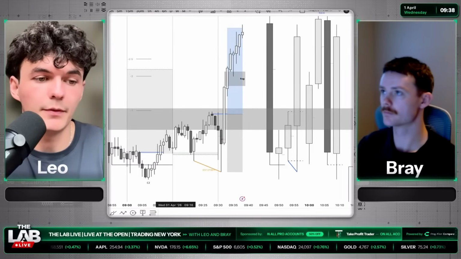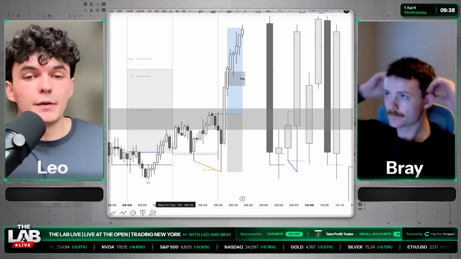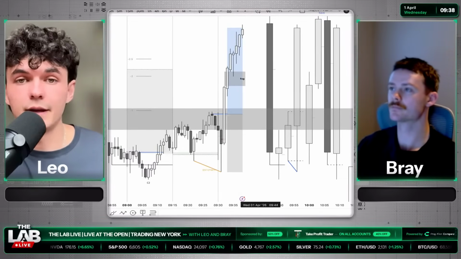Do you prefer breakers or Sisti? I actually, for Candle 2, use a combination of both. I use both breaker blocks and change in state of deliveries. Trailed aggressively. Yeah, it's a good shout.